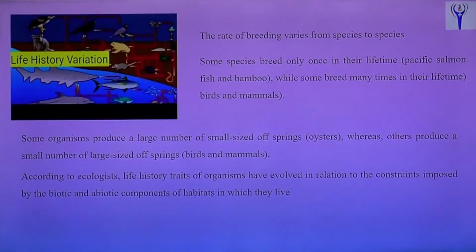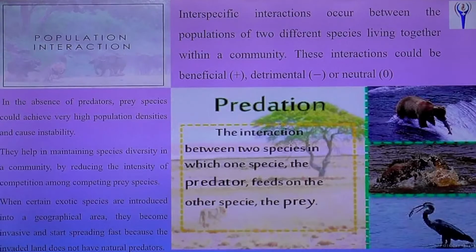Okay, we'll see some popular interactions. Interspecific interactions occur between populations of two different species living together within a community. These interactions could be beneficial, detrimental or neutral. Beneficial means useful, detrimental means harmful, neutral means no use to them. The first one is predation. What is predation? One organism kills and consumes the prey.